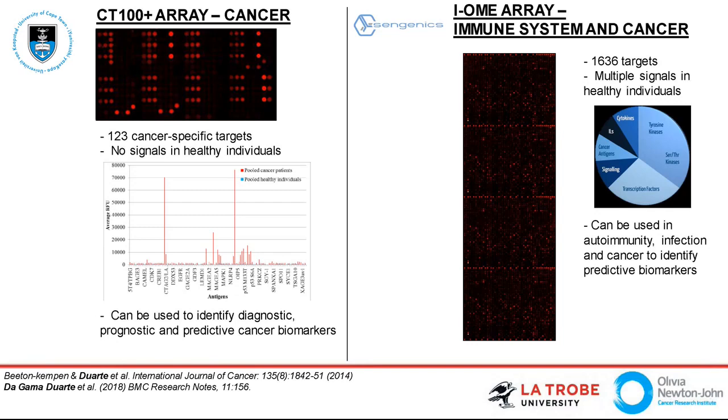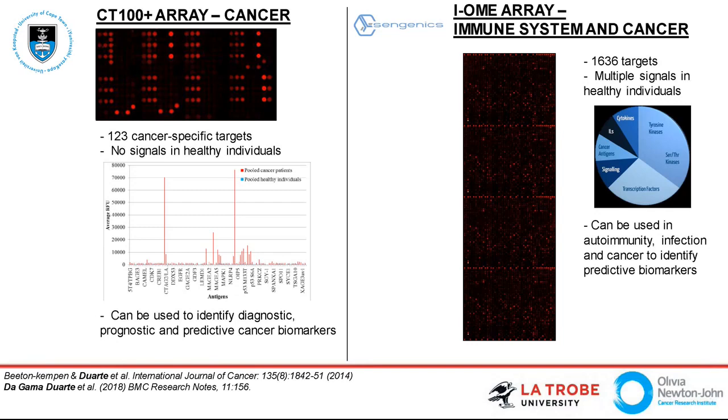And then the IOM array, or the previous immunome array from Syngenix, includes 1,636 targets. This number has probably been updated now. It tends to change often. And here, it is important that you do assay healthy individuals or an adequate control when you're doing your patient samples, just because, of course, some of these signals will light up in healthy individuals as well, because some antigens are autoantigens. They're not all just tumor-specific.